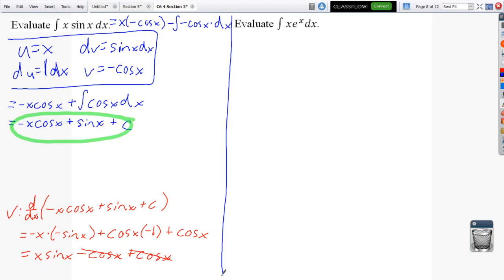Polynomial? Yep. We have a polynomial. That's our u. Our u is x. Our dv is everything else: e to the x dx. Finding du: 1 dx, or just dx. V, the integral of e to the x, is e to the x. Put it in a box to keep it separate.